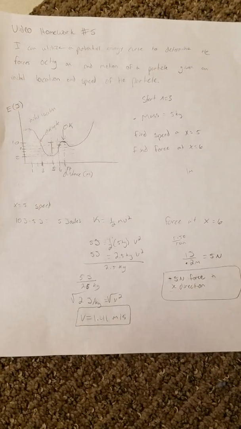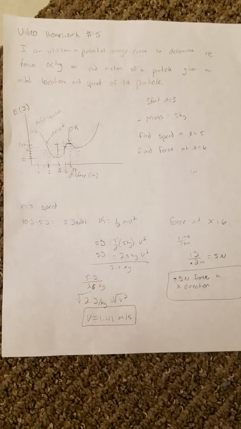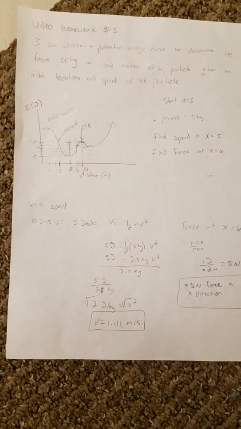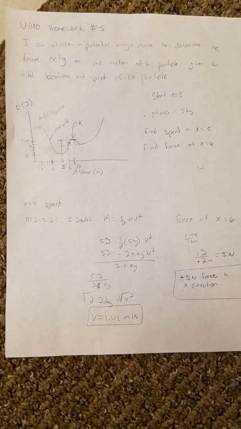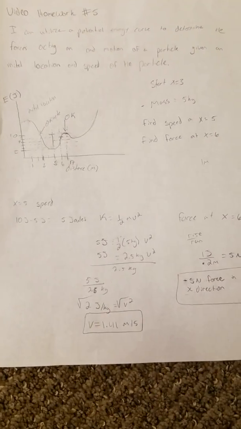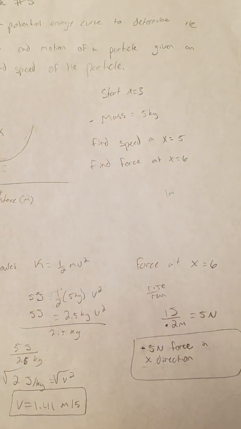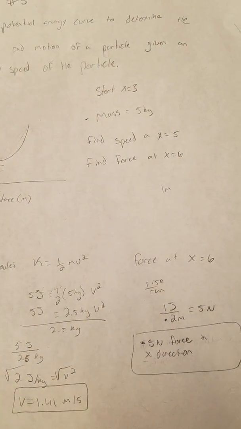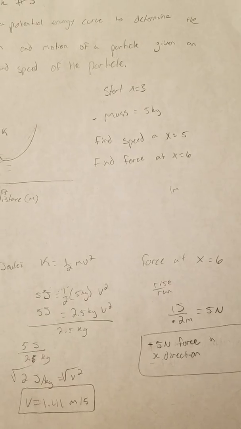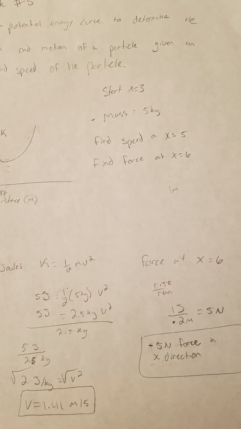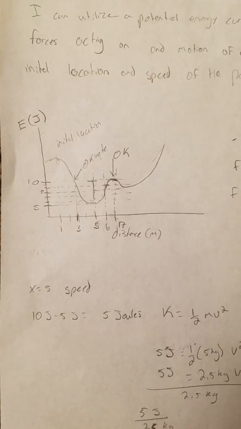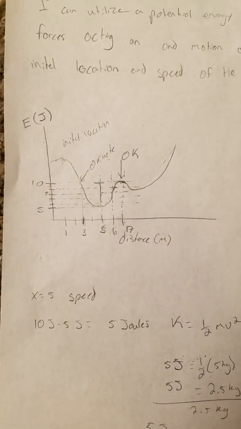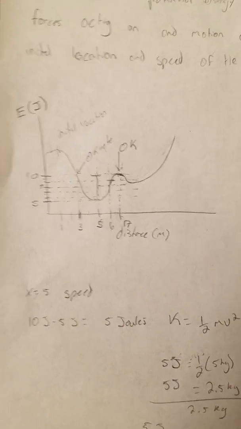Alright, so today we want to utilize a potential energy curve to determine forces acting on a given particle, the motion, and then also the speed of a particle. To begin with, we are given that the particle starts at x equals 3, the mass of the particle is 5 kilograms, and we want to find the speed of the particle at x equals 5 and the force at x equals 6. So here's a little overview of our energy versus distance diagram.